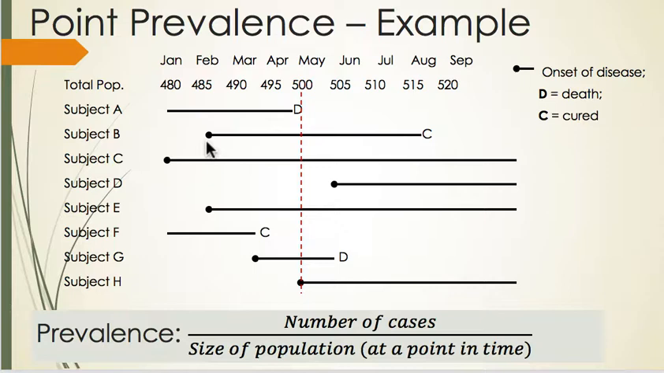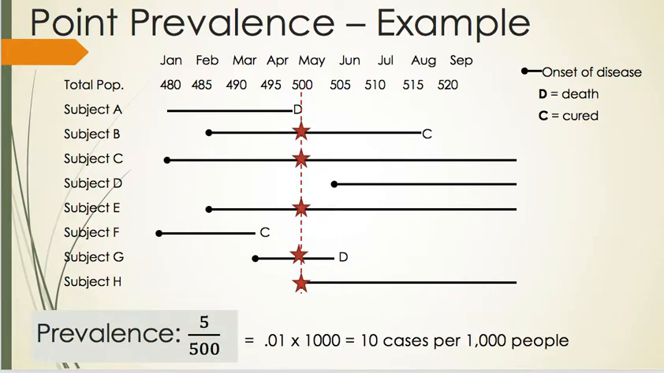So what would be our point prevalence on May 15th? We have 1, 2, 3, 4, 5 cases over the population in May is 500, and this would give us a point prevalence of 10 cases per 1,000 people. So with prevalence, just like with incidence, we always put it in a rate which we can understand.